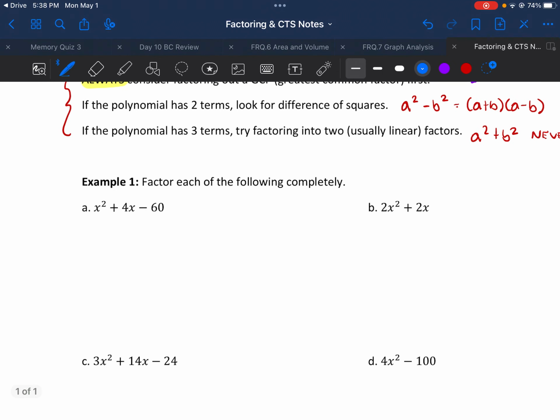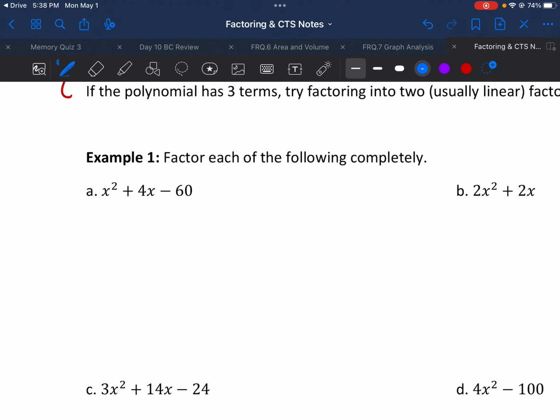Example 1, a through d, we're going to try to factor each one completely. So looking at example 1, first thing we want to look for is any GCF, greatest common factor. And I don't see anything. There's no term that we can factor out of all the terms that they all have in common. So it's a polynomial with three terms.